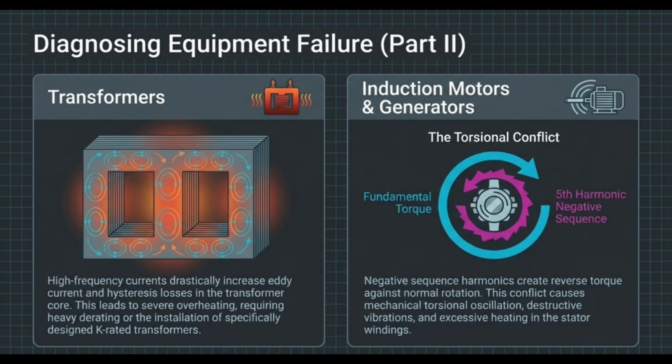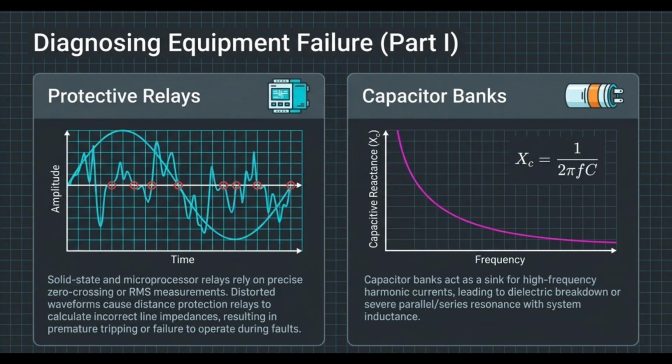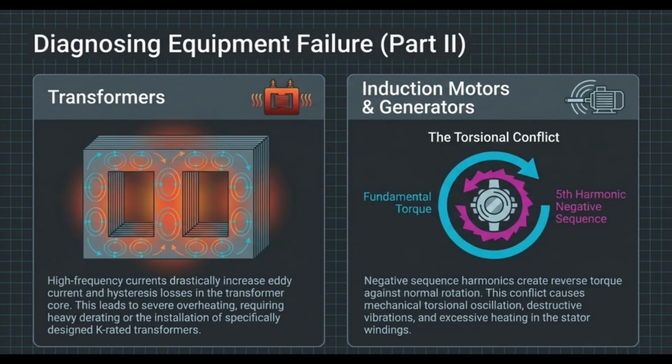At the same time, transformers are out there suffering extreme internal heating from high-frequency eddy currents and hysteresis losses in their iron cores. They require massive derating or super specialized K-rated designs just to survive the heat. On top of that, microprocessor relays, which rely on precise voltage zero crossings, get completely confused, miscalculate line impedances, and trigger false trips that totally blind our protection systems. And this leads to a total snowball effect, a true escalation of damage across the grid.